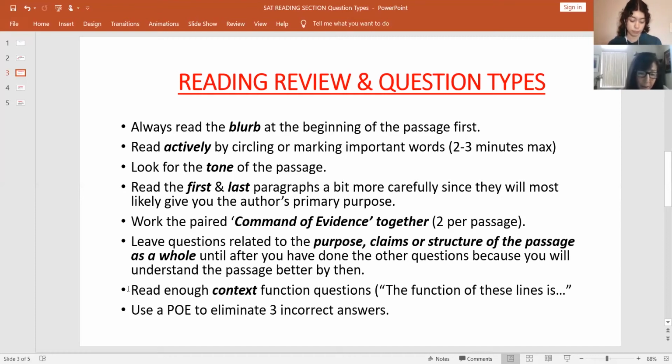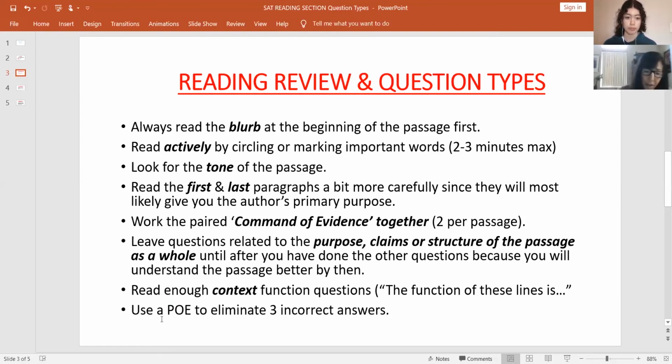And then another review point is to read enough context on function questions. A function question is when it says something like, the function of these lines is to, or why did the author put these words in quotes? You're not going to just read those words. You're going to read before and after, because you need to know why it was put in quotes, or why they added those lines or those questions. So that's very, very important.